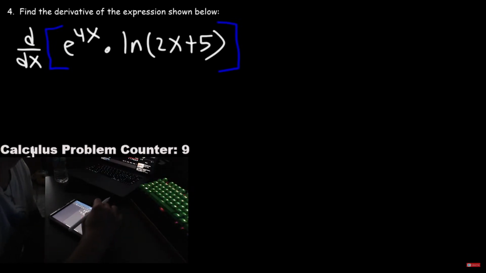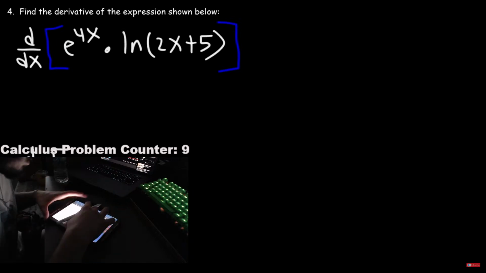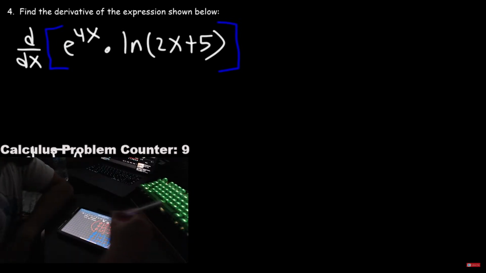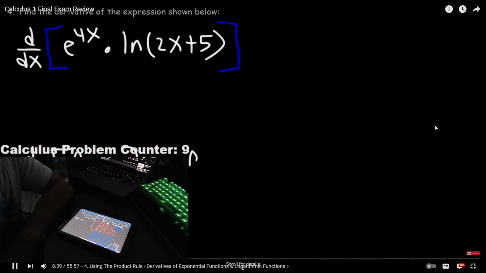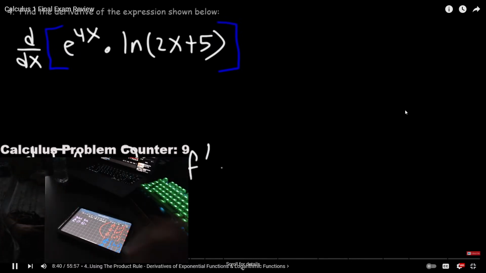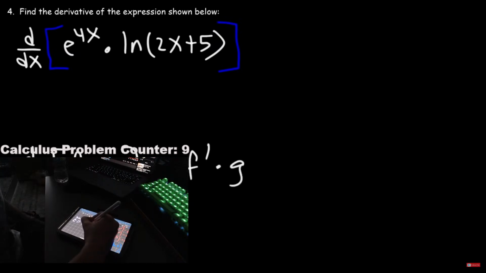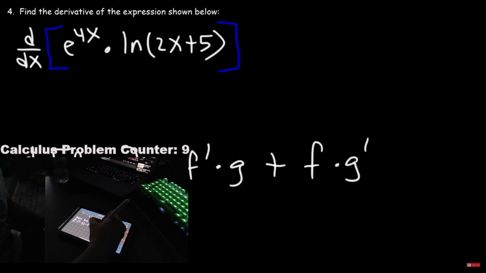Now let's talk about the product rule. Let's say we have two things multiplied to each other, f times g. The derivative, d over dx of f times g, equals f prime, the derivative of the first part, times the second part, which is g, plus the first part times the derivative of the second, g prime.